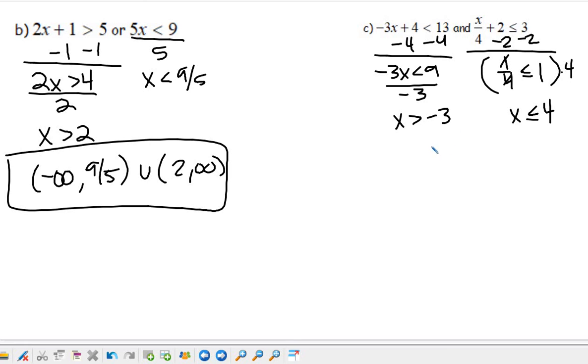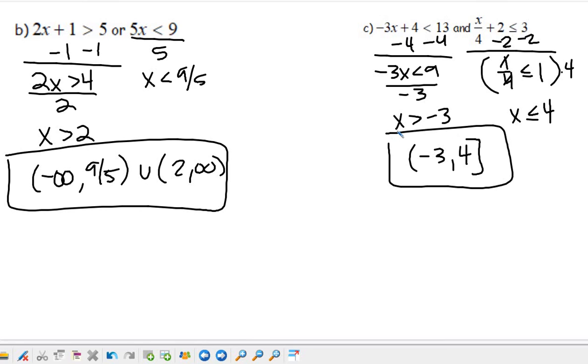So we have negative 3 not included, up to 4 included. And again, you can sketch out your number line if you need to do so, okay?